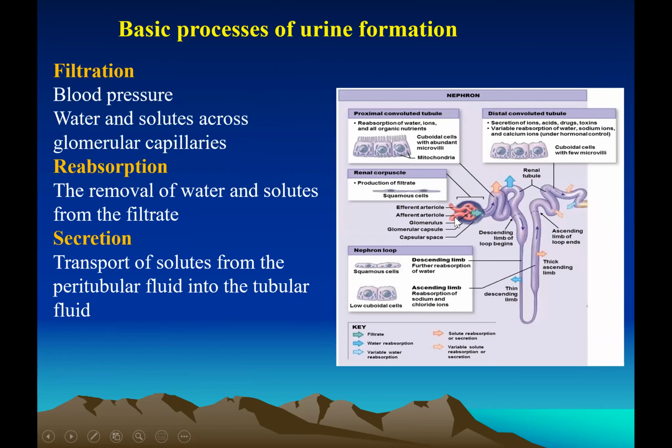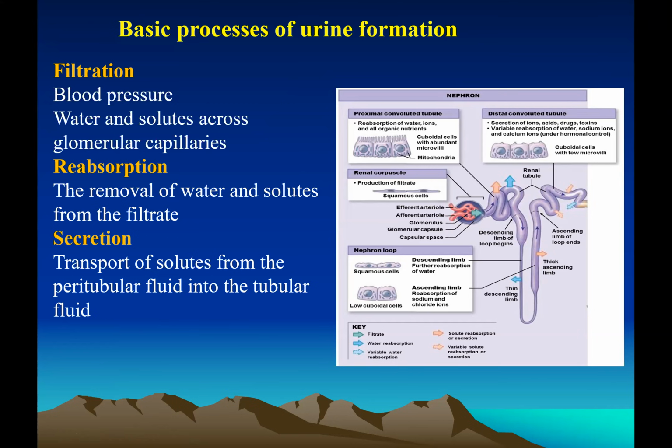So here is a picture of a nephron. Here is the glomerulus. This picture shows how the different parts of the nephron are made of different types of tissue. Here the renal corpuscle is also called the glomerulus. Mostly filtration is happening here. The cells that make up this part are squamous cells.